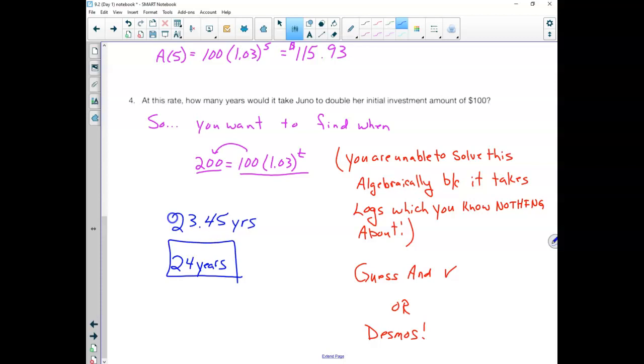Because it's going to be at the end of the 23rd year before you get interest, and then it's going to be more than double.